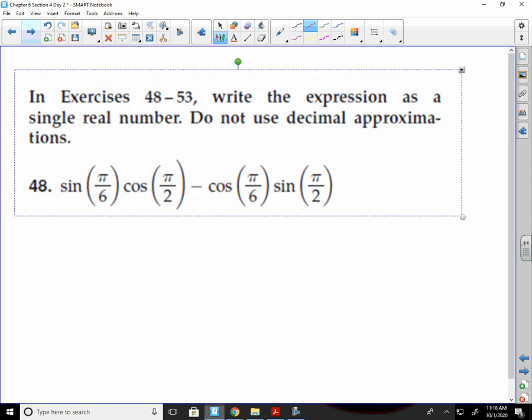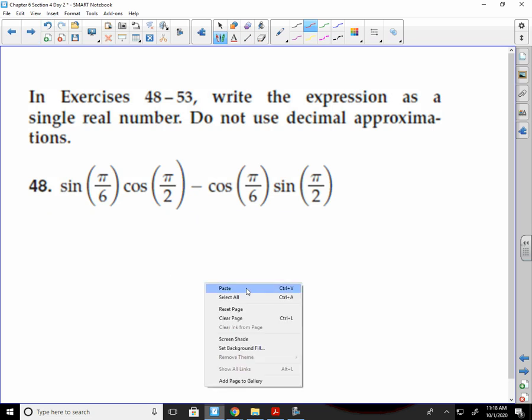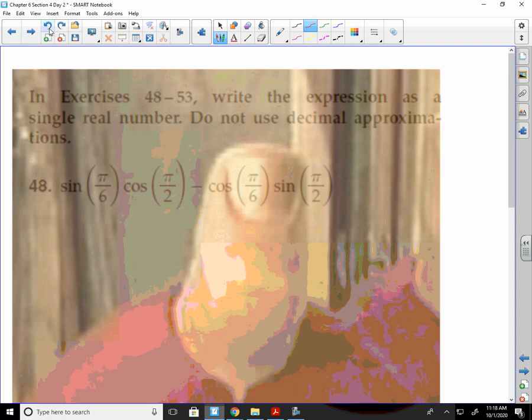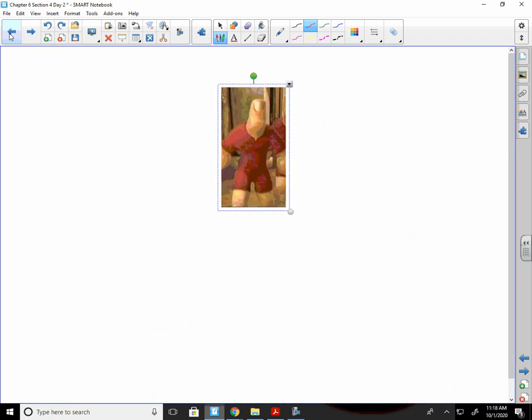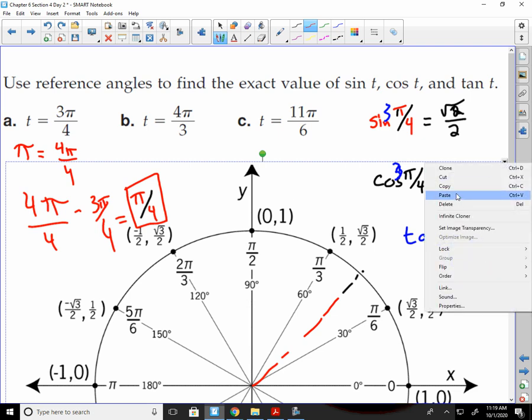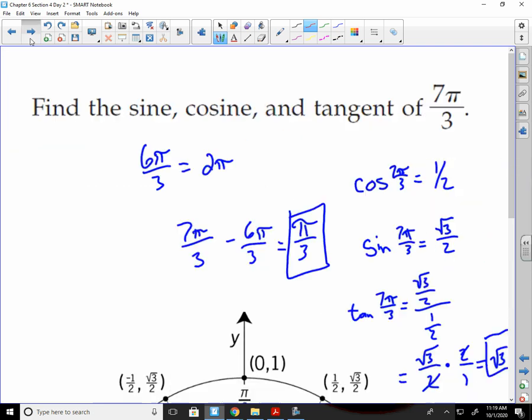Okay, this one gets a little more interesting because we need our unit circle for this. Dang, how did thumb come back? Reminds me of somebody. That's why the thumb's on there.